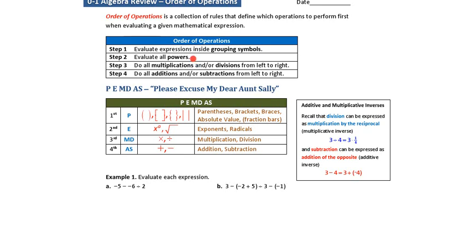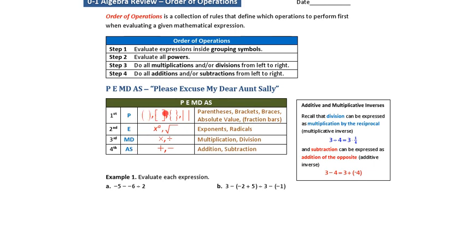Step two, you evaluate all powers. Step three, you do multiplication from left to right, which is how you read. Step four, you would do addition to subtraction from left to right. And then this little table down here gives us some examples. So it's PEMDAS. So parentheses are any grouping.